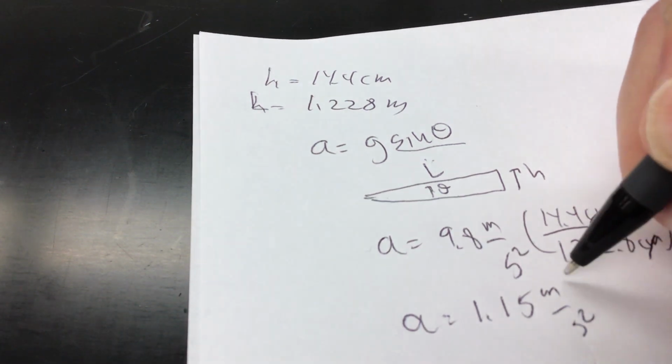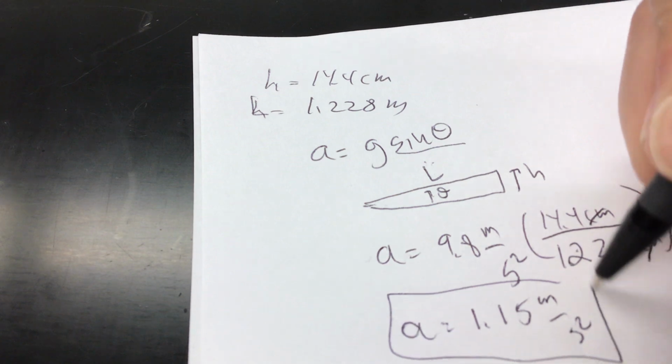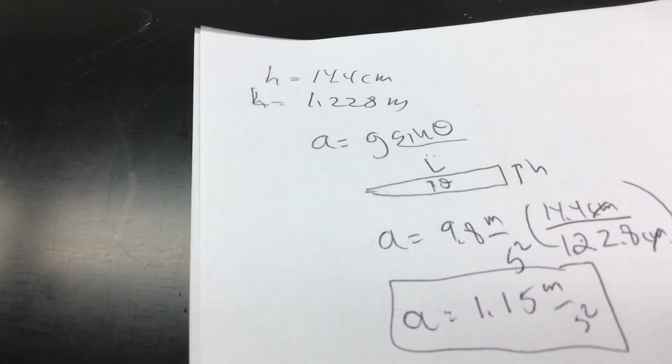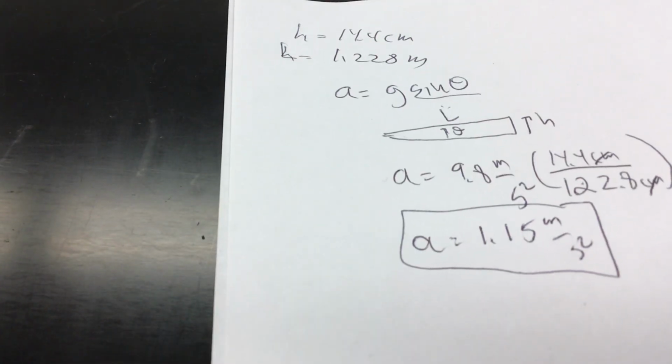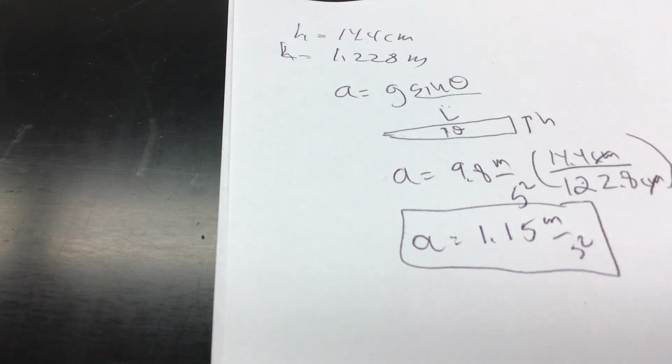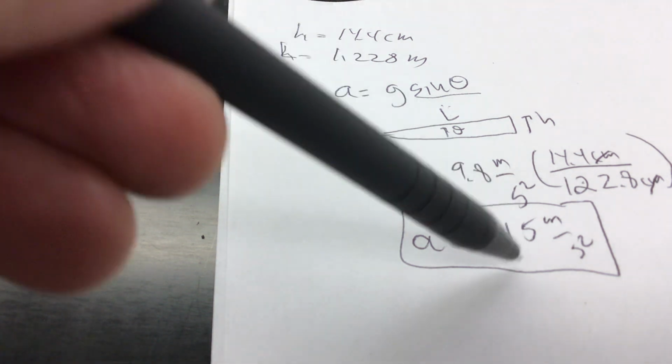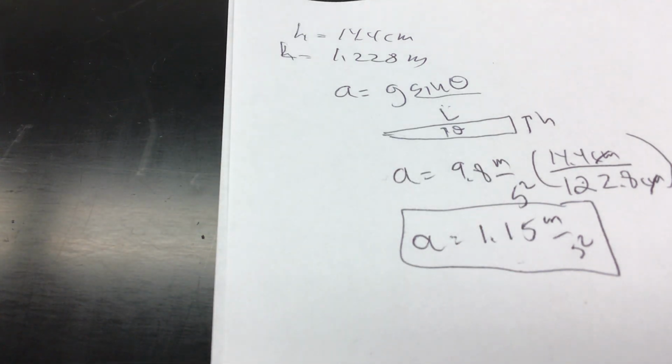1.15 meters per second squared. Okay, so that's the theoretical value. And again, it is a measured value. I did measure the height and the length. But if there were no friction, if there were no sound, then your experimental value should be quite close to that. But as you found out in exercise number 3 and exercise number 4, the acceleration you actually got experimentally is lower than this value. And that's it.